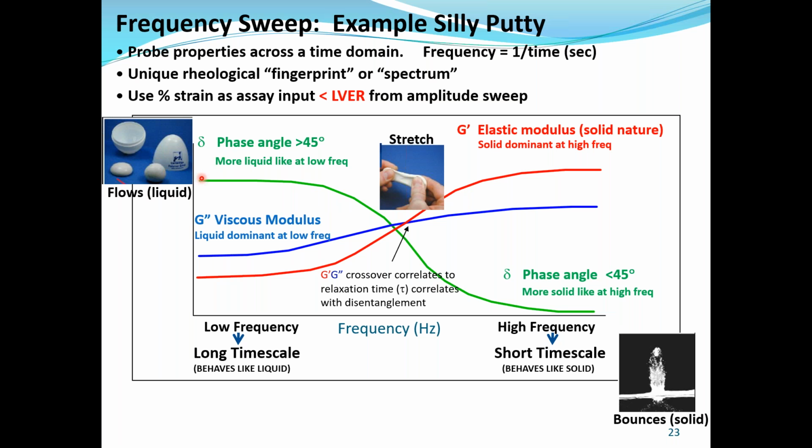With the phase angle, at low frequency, the phase angle is greater than 45. The highest you can go is 90 degrees. The more towards 90 degrees you go, the more liquid it is. As we increase the frequency, the phase angle goes well below 45 degrees. And anything from 45 as we go down more towards zero becomes increasingly solid. In this case, the silly putty at high frequency becomes increasingly solid, and that's also shown by its ability to bounce when it's dropped on the table.